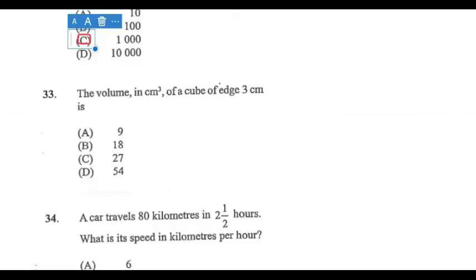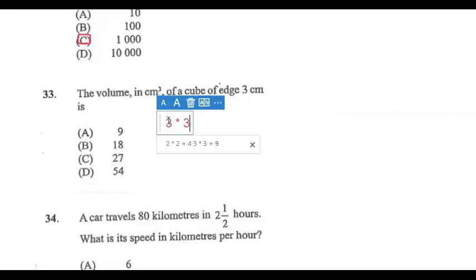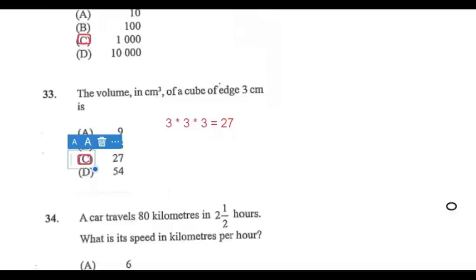33. The volume in centimeter cube of a cube of edge 3 centimeters is, so remember, the volume of a cube is edge cubed, or length times length times length. So therefore our answer would be 3 times 3 times 3, and 3 3s are 9, 3 9s are 27, and therefore answer 433 is C. So the volume is 27.